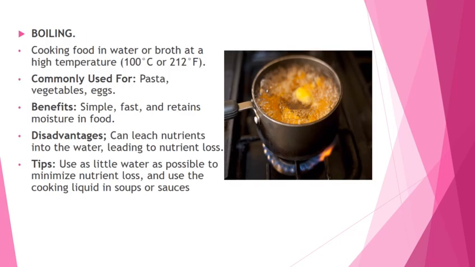So we will start with boiling. So boiling is basically cooking food in water or broth at a high temperature, that is between 100 degrees Celsius and 200 degrees Celsius. And commonly used foods for boiling are pastas, vegetables, and eggs.